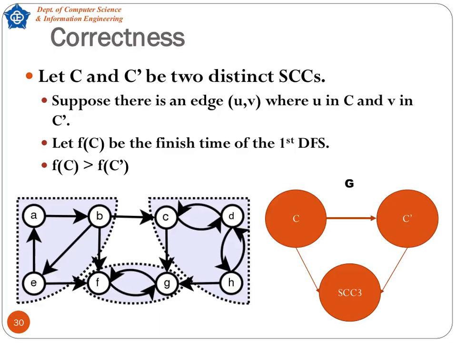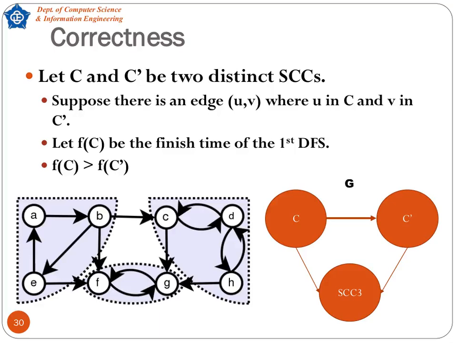Building on our condensation view, here's the key correctness claim. Whenever you have two distinct strongly connected components, C and C', and there's an edge from some vertex U in C to some vertex V in C', then the finish time of every vertex in C from our first DFS is strictly greater than the finish time of every vertex in C'.